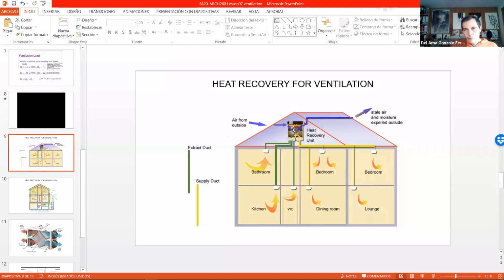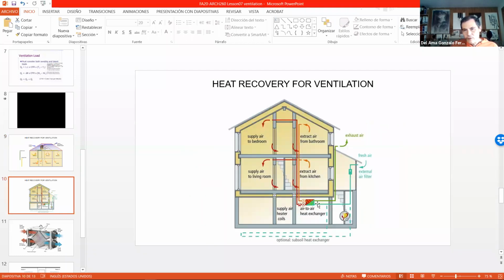Here we have an example of a heat recovery unit in the attic. Here we have an example of another heat recovery unit. This is in the basement. But it's always the same. We need fresh external air, then we need the heat recovery, and then we need to supply air to the bedroom and living room, and we need to extract air from the bathroom and from the kitchen. So it's always the same. If we don't have an attic space, we can have this heat recovery in the basement. Doesn't matter. And this is a heat recovery.